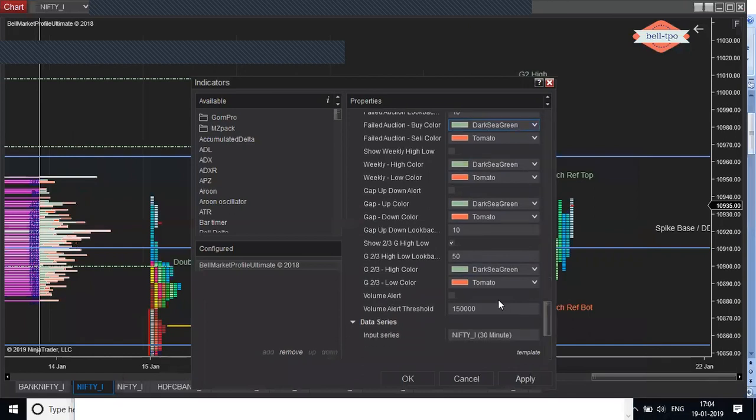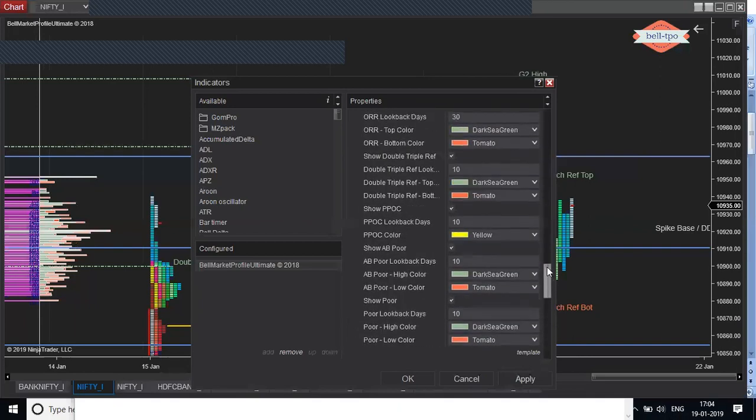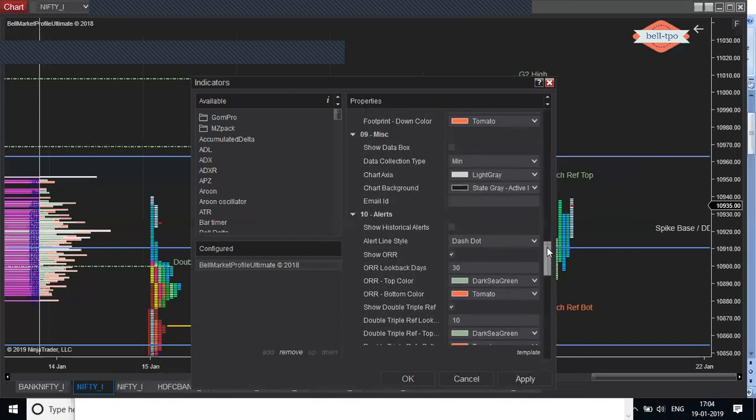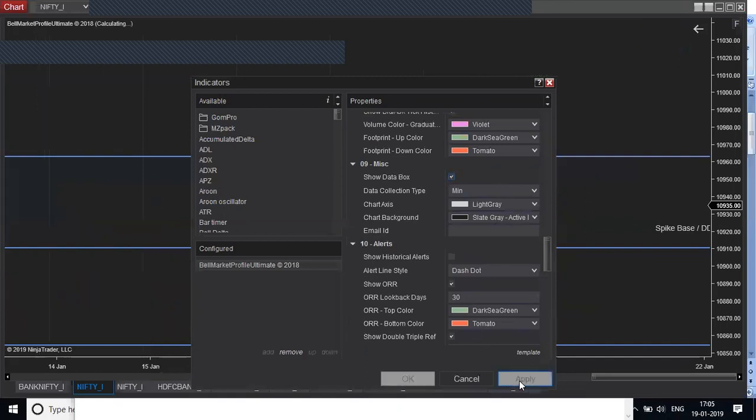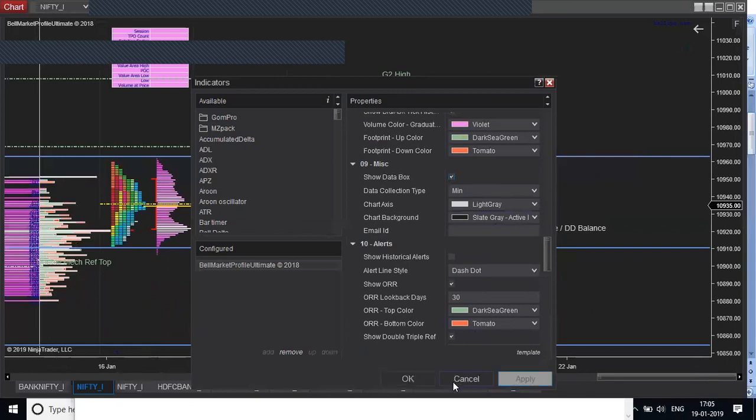In fact, you can even put a volume alert: if the volume crosses a certain number, it automatically sends an alert. So you can have a volume alert tool as well. What else is there? We talked about the miscellaneous data box. There is one more data box, and if I enable it, it shows as a table over here.